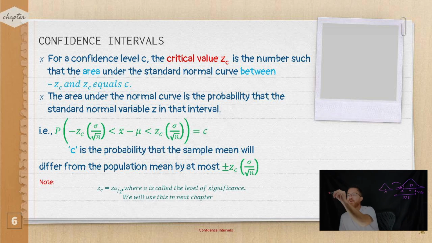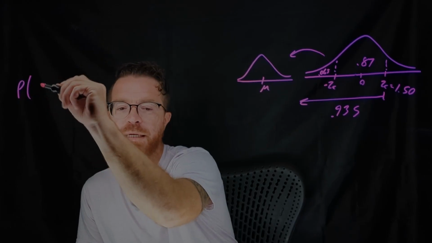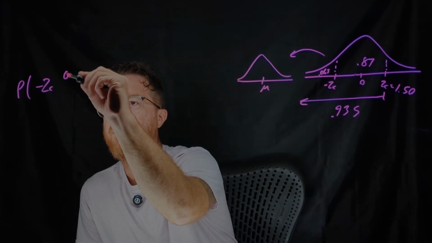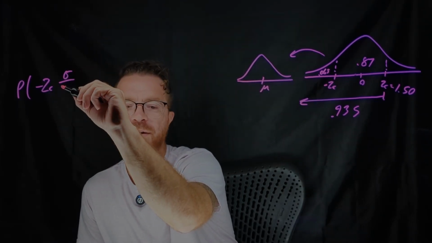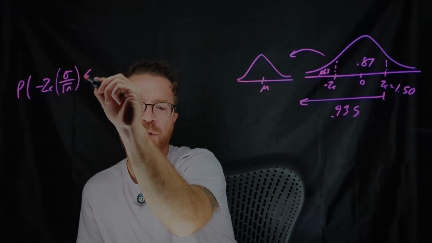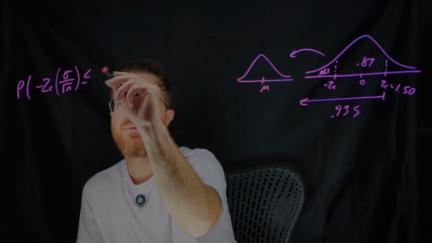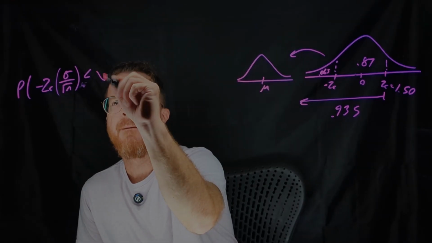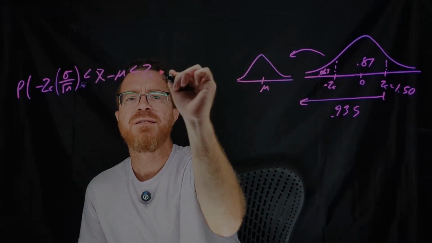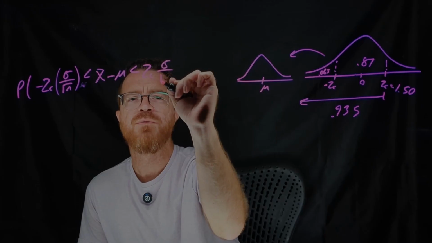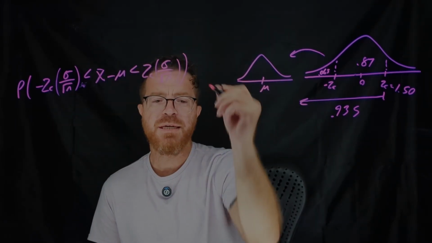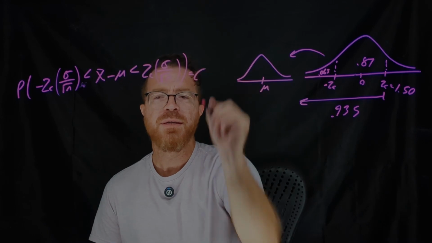That is to say that we have the probability that negative Z critical times our error, right? We have our standard error, which is sigma over square root of n, is less than x bar minus mu, which is less than Z critical sigma over square root of n. And then this whole probability is going to be equal to C.